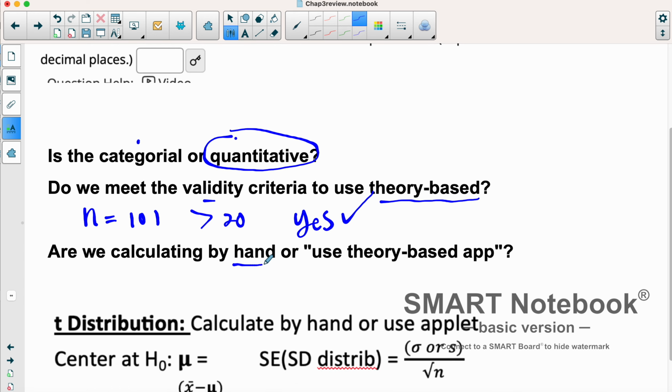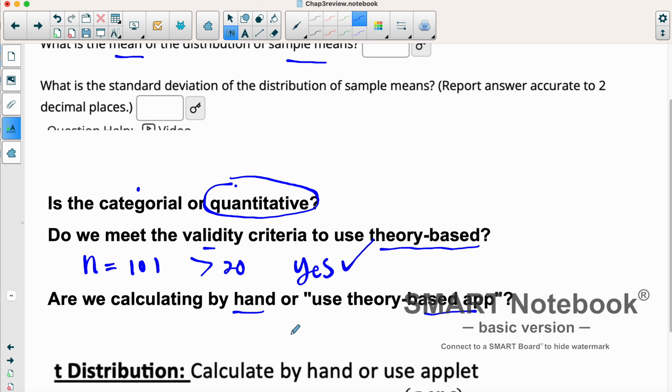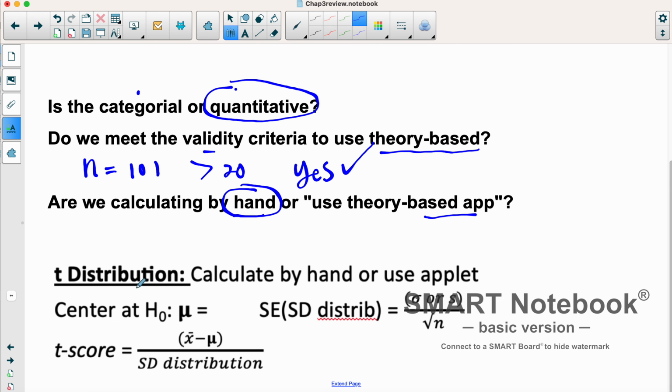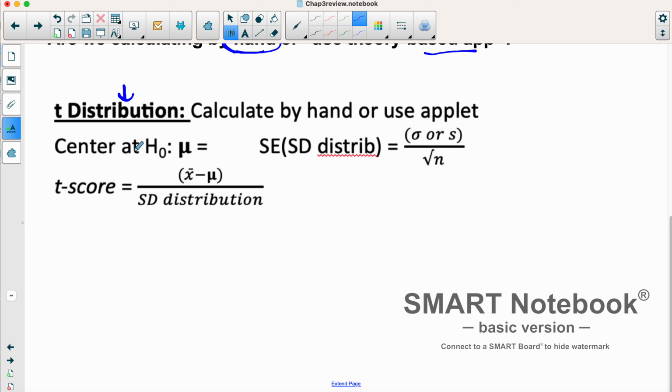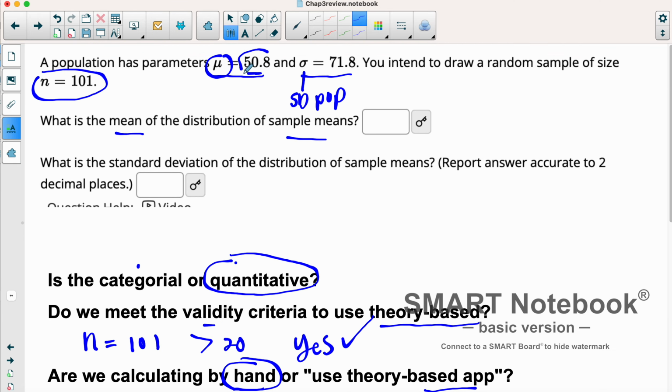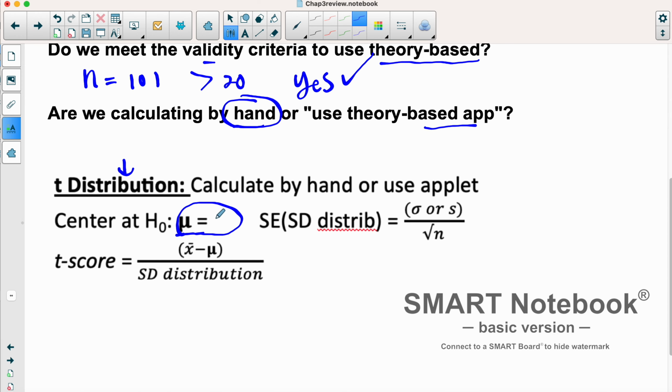Are we calculating by hand or using the applet? Well, it didn't say use the applet, so we're going to calculate it by hand. All right, we're using a t distribution because we have quantitative data. The center of that distribution is going to be at whatever our problem tells us. In this case, mu equals 50.8. The center is going to be at 50.8.